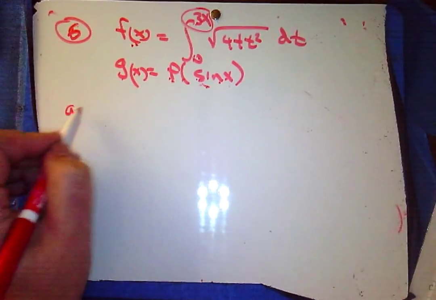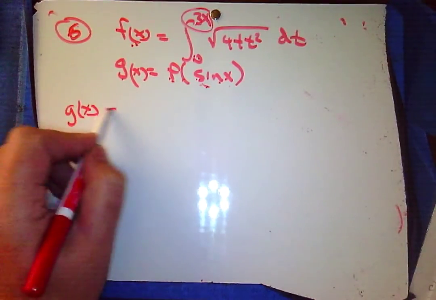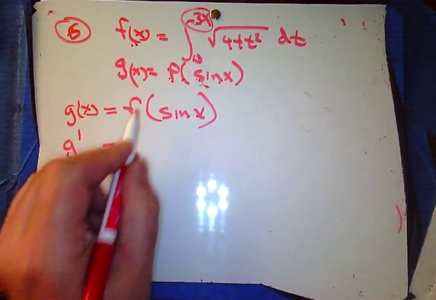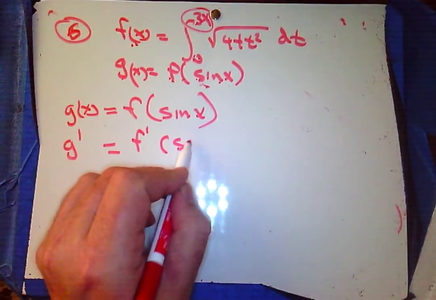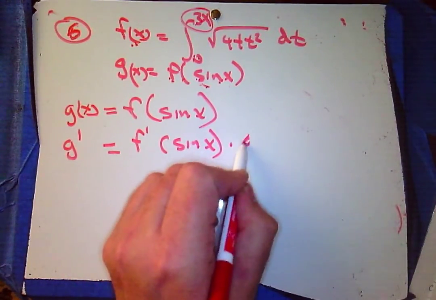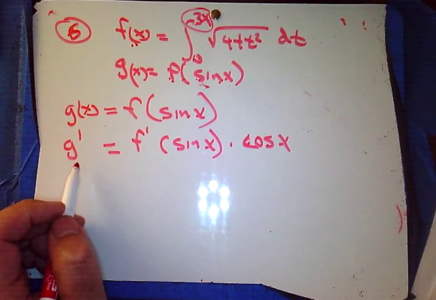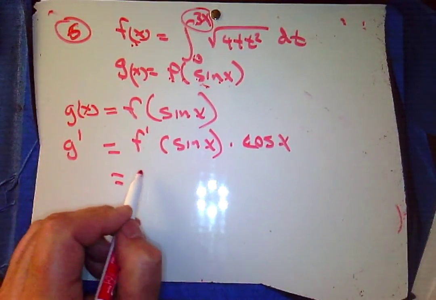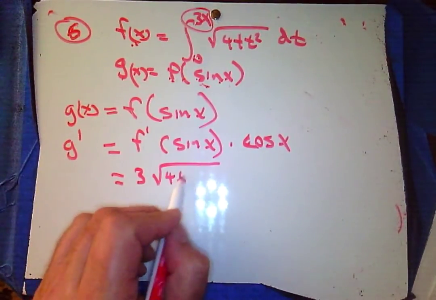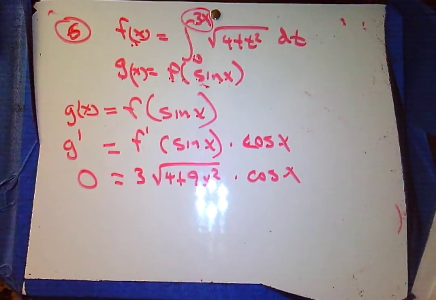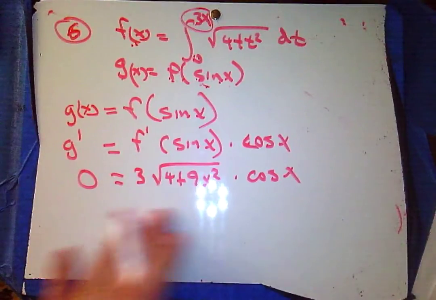Well, remember we said that g of x was equal to f of sine x. And if I want a max, then I want the derivative, which is f prime of sine x times the derivative of the inside function. And that's equal to 3 square root of 4 plus 9x squared times cosine x equals 0. And we were asked here for the maximum of g. So I wonder when this equals 0.